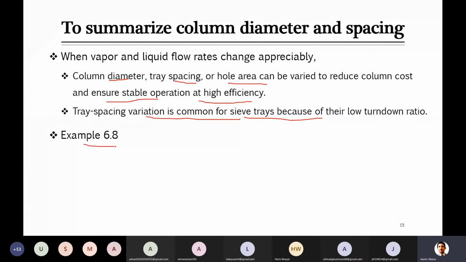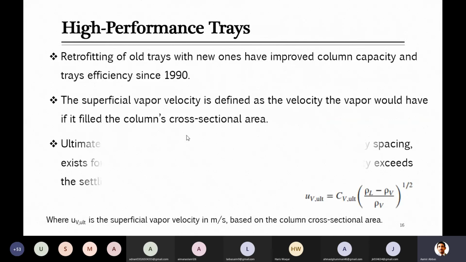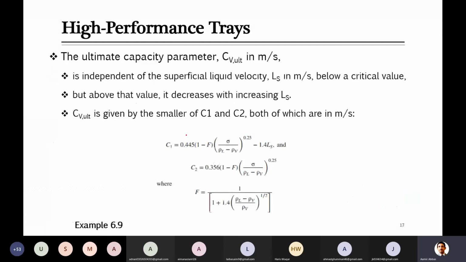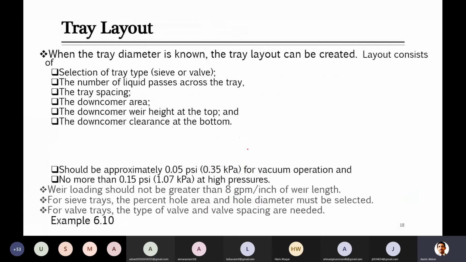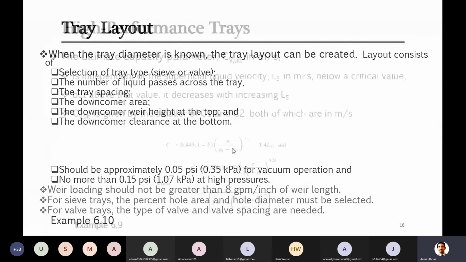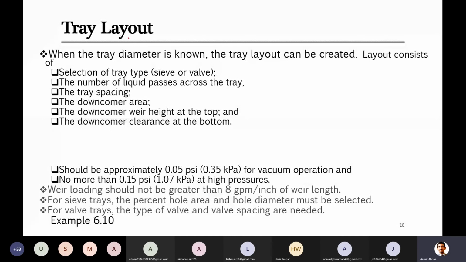Related to this calculation of the diameter of the tower, there is example 6.8, and that is not difficult, just solve it. If you face any difficulty or problem, just let me know. Let's skip this as it's not that important. I will maybe discuss it along with the next lecture.